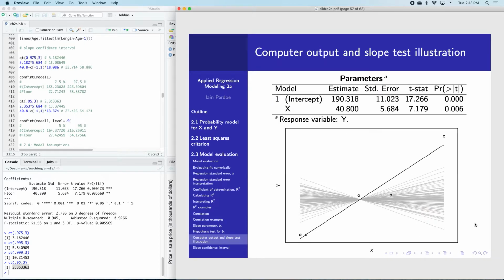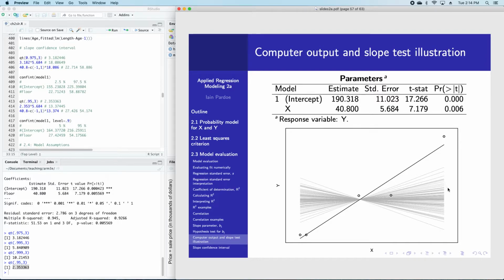Here's an illustration of what's going on here. So I've plotted my data as before. Here's my regression line, the solid dark line. And then these lighter gray colored lines, these are what the regression line would look like if in my population I really did have a 0 slope.